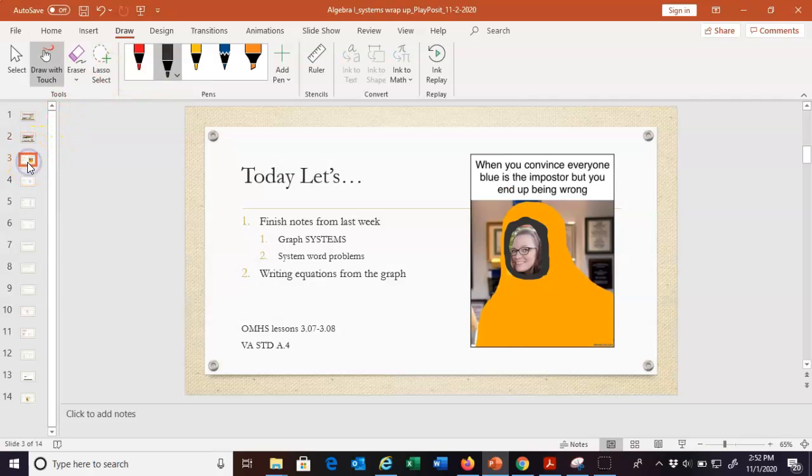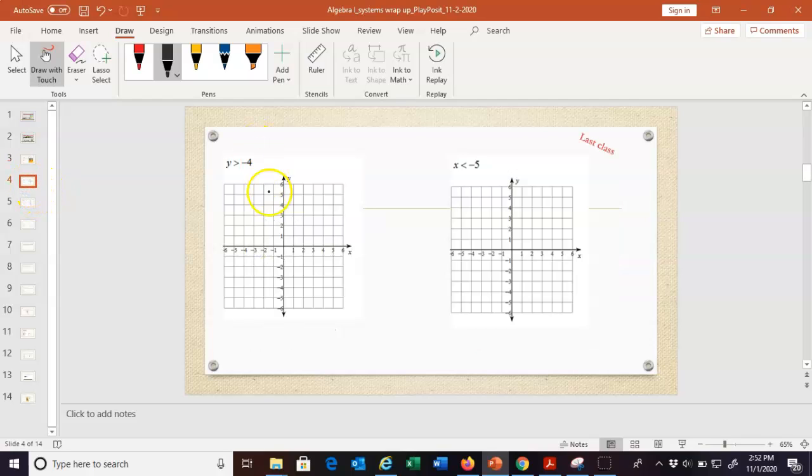So use it wisely. All right, so today we're going to finish our notes from last week. We're going to be graphing systems, system word problems, and we're going to write equations from graphs. We're going to go backwards. You'll see what that means. So again, these are the notes from last class from 10:27. If you do use the guided notes that I provide, then you're going to want to go ahead and grab those. If not, then you're working in your own math binder on your paper.